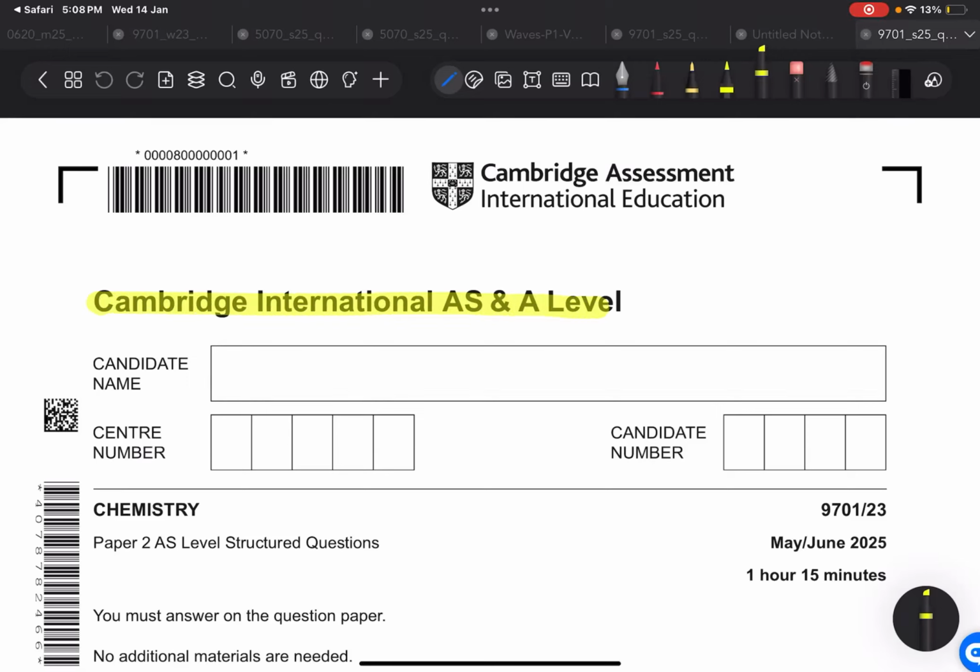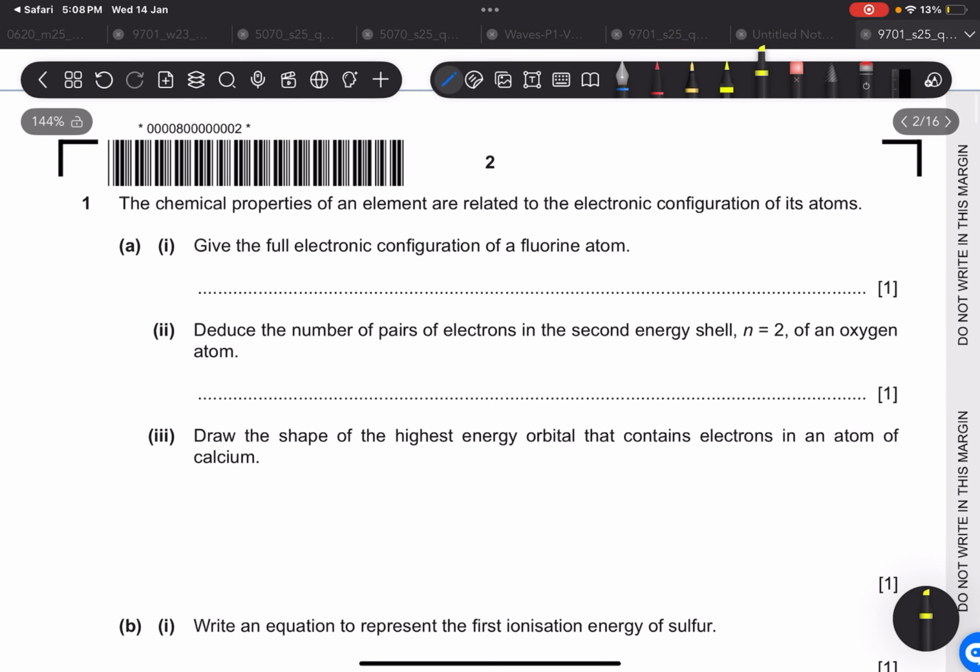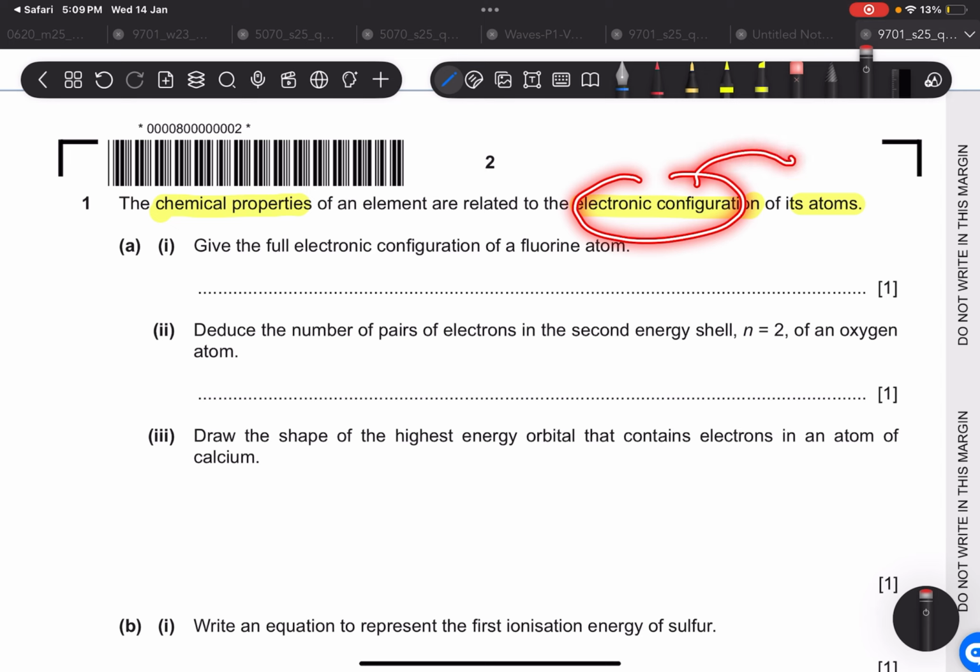Cambridge International AS and A Levels Chemistry Paper 2 AS Level Structured Questions May June 2025 Paper 23 we're going to be solving today. Question number 1 states, the chemical properties of an element are related to the electronic configuration of its atoms. Okay. That simply means that the chemical behavior an element exhibits, that means the reactions an element shows, it's because of the electrons in the atoms.